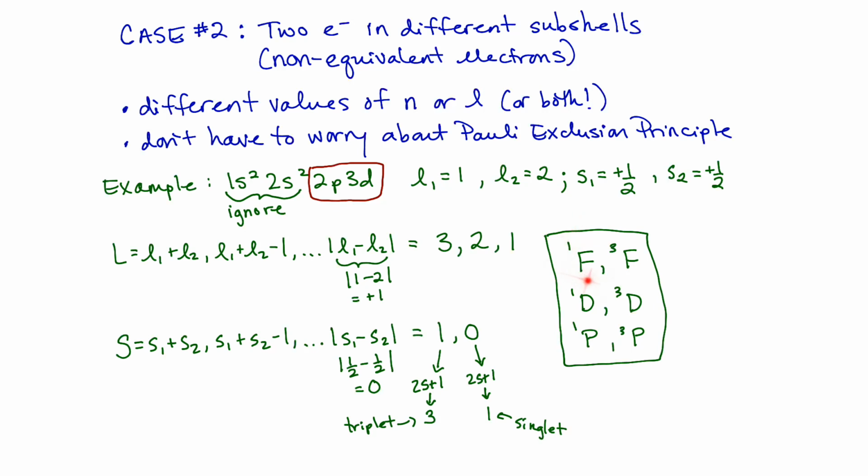Each one of these individual terms, 6 total for our different combinations of L and S, would have a slightly different energy. That will basically cause additional splitting in our spectra.